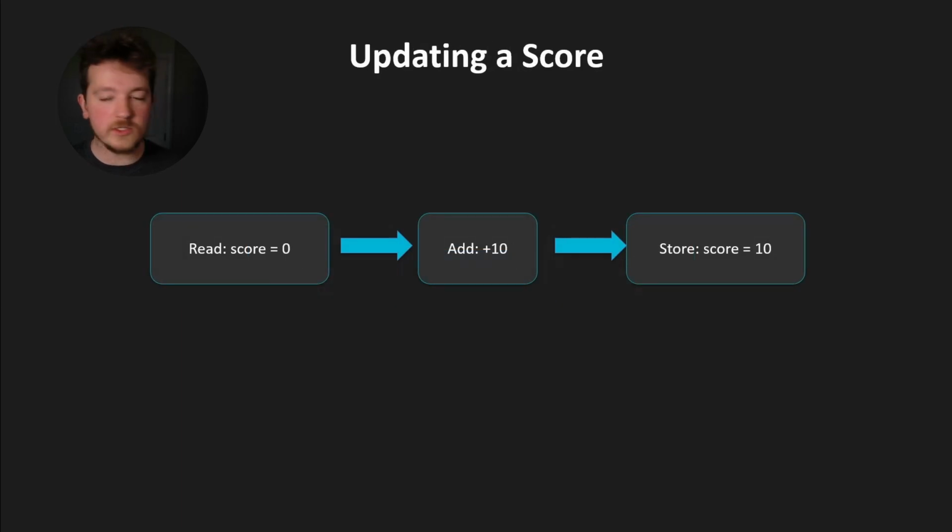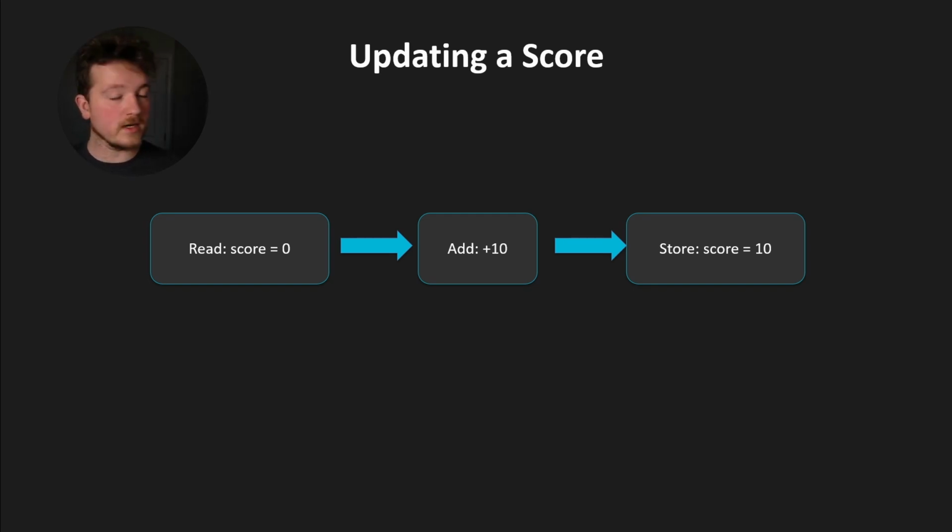Imagine a game where the player starts with a score of 0. When they defeat an enemy, they gain 10 points. The program may do something like this. Look at the current score, which in this case is 0, and then it will add 10 points to that number. Now that it has the new value of the player's score, which is 10, it will store the new score in that same variable. So now the next time the program checks the score, it will see the updated value.